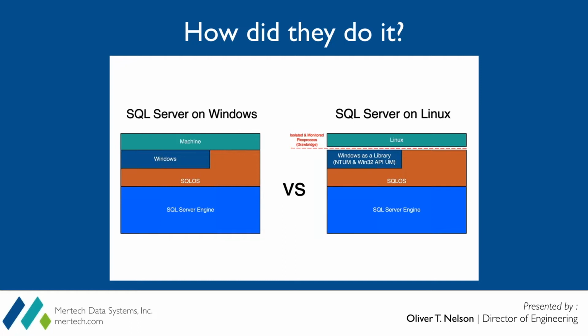So to run SQL Server on Linux, what Microsoft did was they ported their SQL OS API to run against this Drawbridge technology alongside a library version of Windows. So Windows loaded as a library. Once this entire stack is loaded, the SQL Server engine can be loaded on top of it to provide a full version of SQL Server that's nearly as fast as a native version running on Windows.